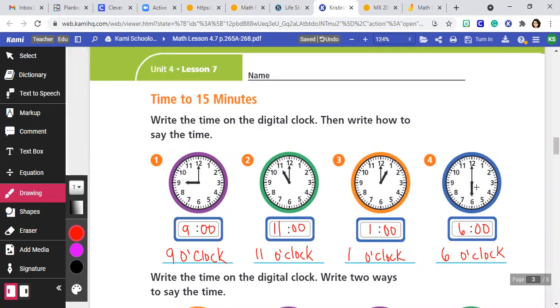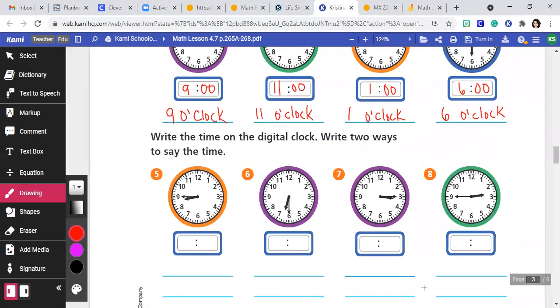Each of 1 through 4 is exactly on the hour: 9 o'clock, 11 o'clock, 1 o'clock, and finally 6 o'clock. Let's keep going. Write the time on the digital clock. Write 2 ways to say the time. Now we're going to start thinking outside the box a little bit.